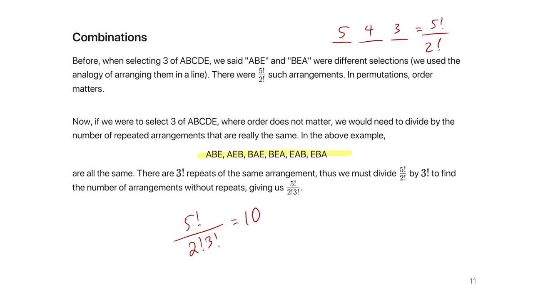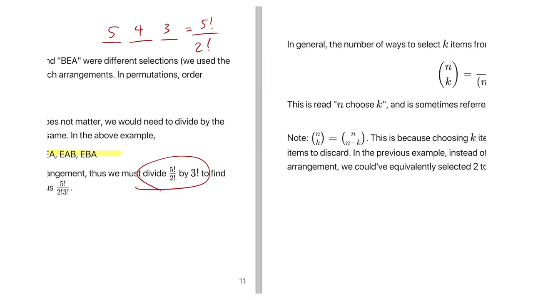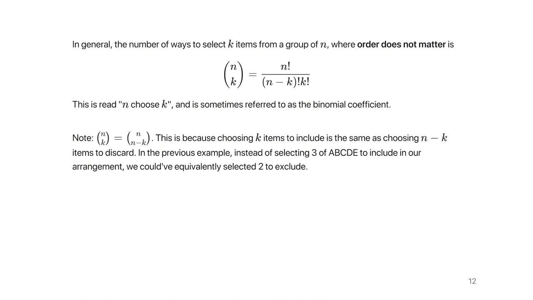Is this clear? Okay, so the order doesn't matter. You divide by the 3 factorial to get rid of these double counted cases. Okay, and so let's generalize this. The number of ways to select k items from a group of n where order doesn't matter is what we call n choose k. And this is defined to be n factorial divided by n minus k factorial times k factorial.